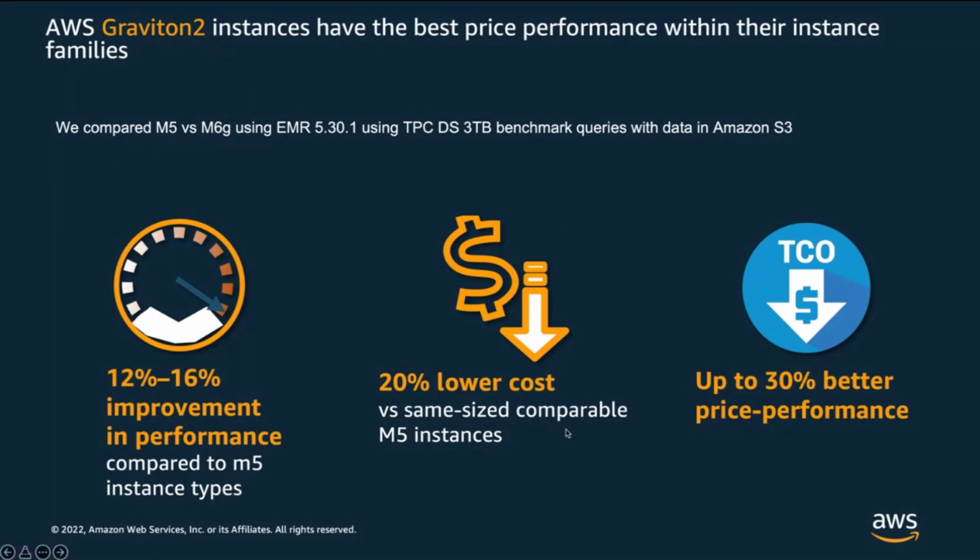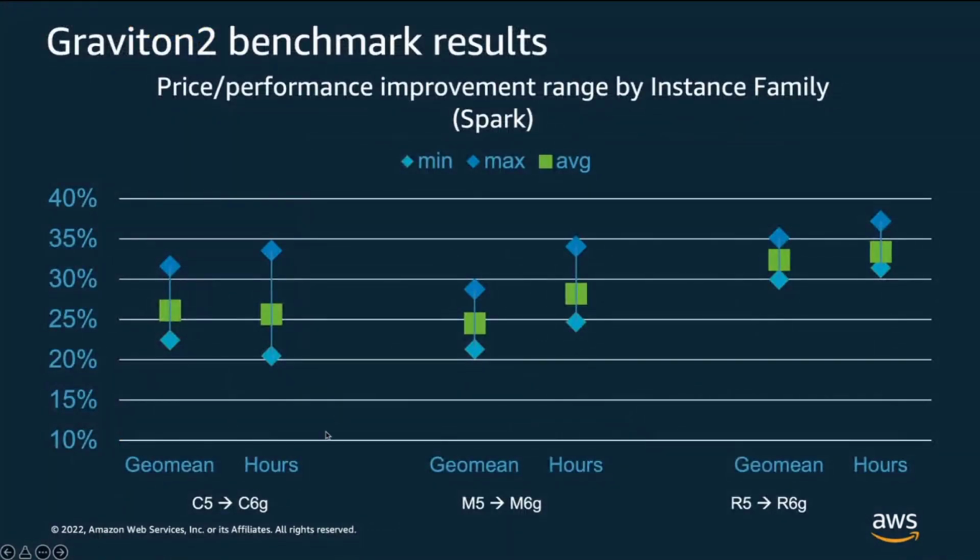There is also 20% lower cost with the Graviton 2 processor, and up to 30% better price performance. This is a graph we plotted of price versus performance improvement range by instance family. You can see the difference between C5 and C6g. There is a clear difference, and the performance and price-versus-performance are better for the Graviton 2 processor, as we are seeing in the graph.